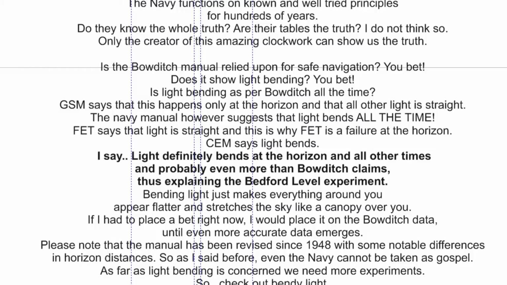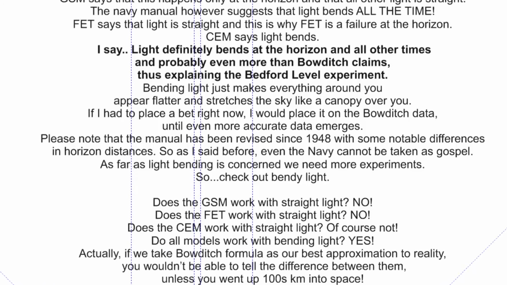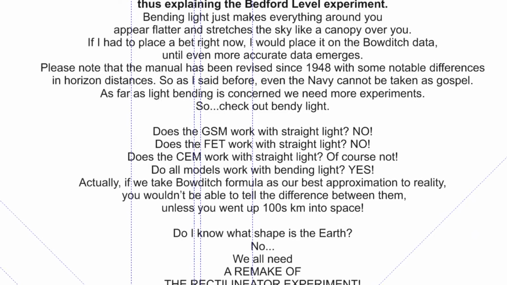Flat Earth theory says that light is straight, and this is why the flat Earth theory is a failure at the horizon. The concave Earth model says light bends. Well, I say light definitely bends at the horizon and all other times, and probably even more than Bowditch claims, thus explaining the Bedford level experiment.